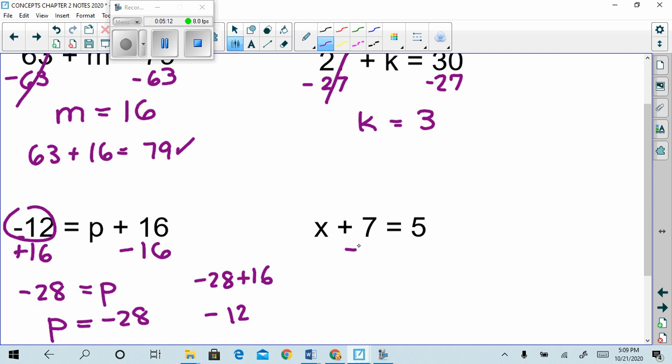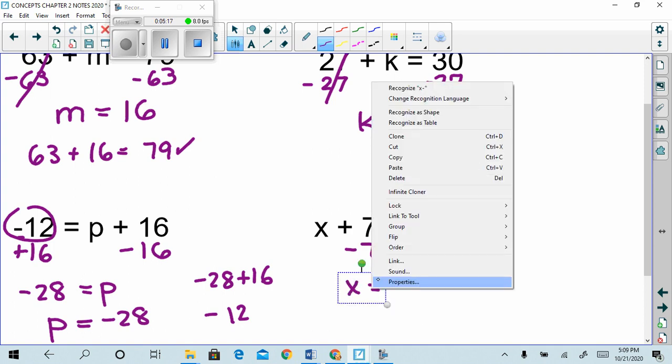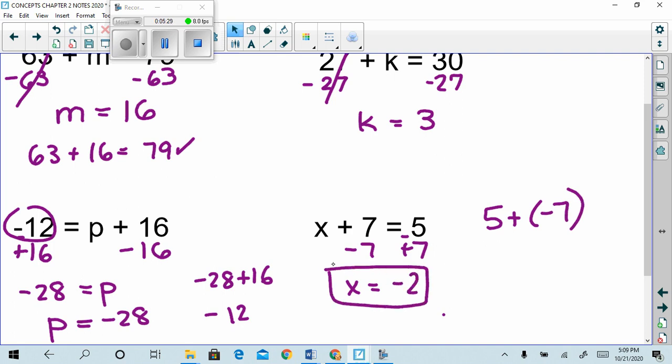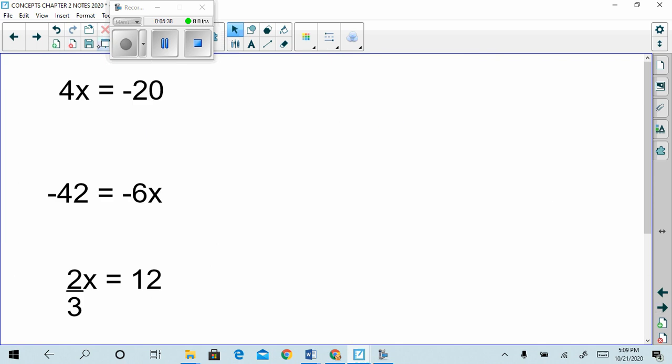Last one, subtract 7 on both sides. Again, the rule is to add the opposite. So I have 5 plus a negative 7. 5 plus negative 7, unlike signs, subtract, keep the sign of the greater absolute value. We did inverse operations with adding and subtracting. Now let's look at a couple more.